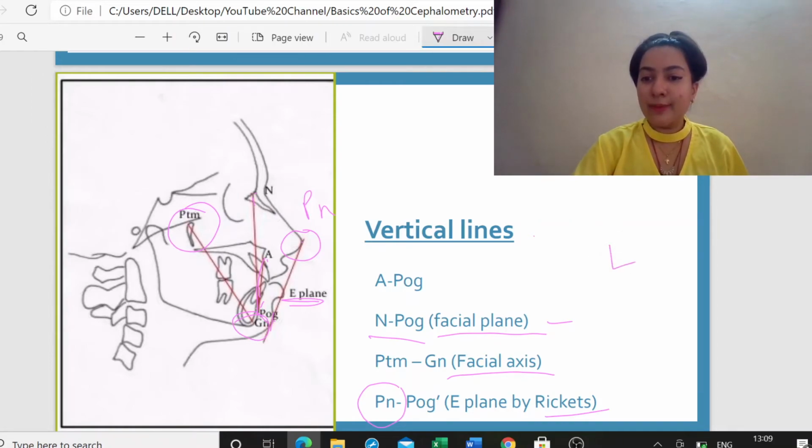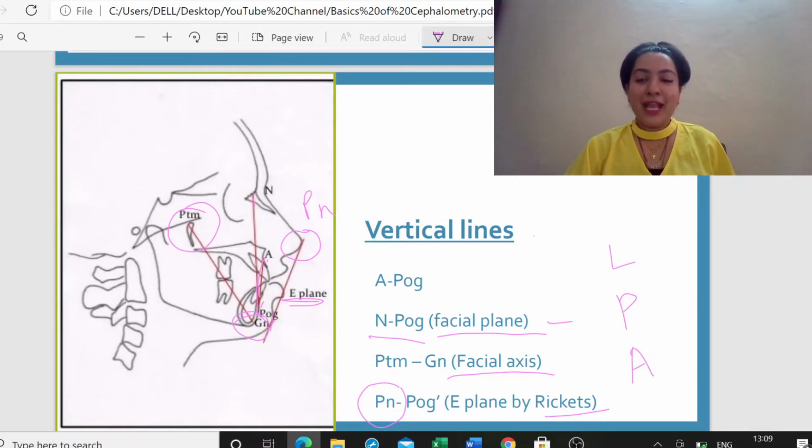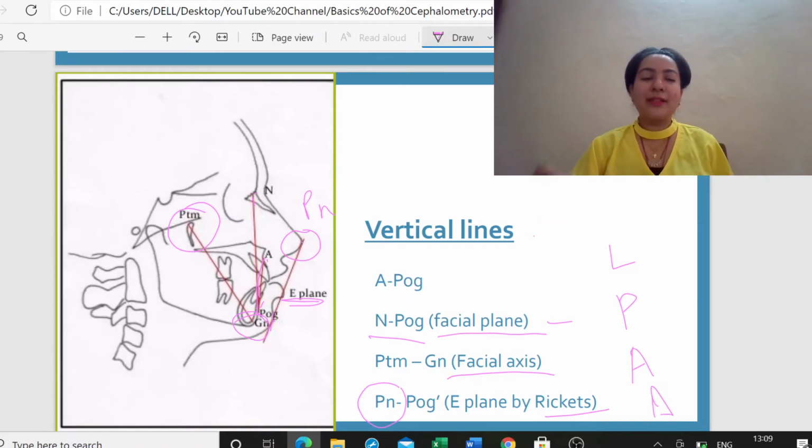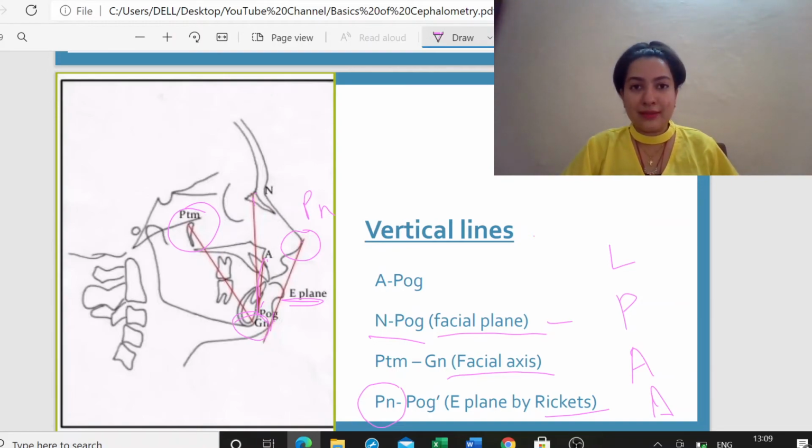Okay, landmark, identify a landmark. When you join two landmarks, you get a plane. When planes intersect each other, you get an angle, and based on these angles we do our analysis. All the cephalometric analyses are based on these. So once you are thorough with the basics, it becomes very easy for you to do the analysis. But if you cannot identify the landmark, if you don't know the planes, how will you do the analysis?